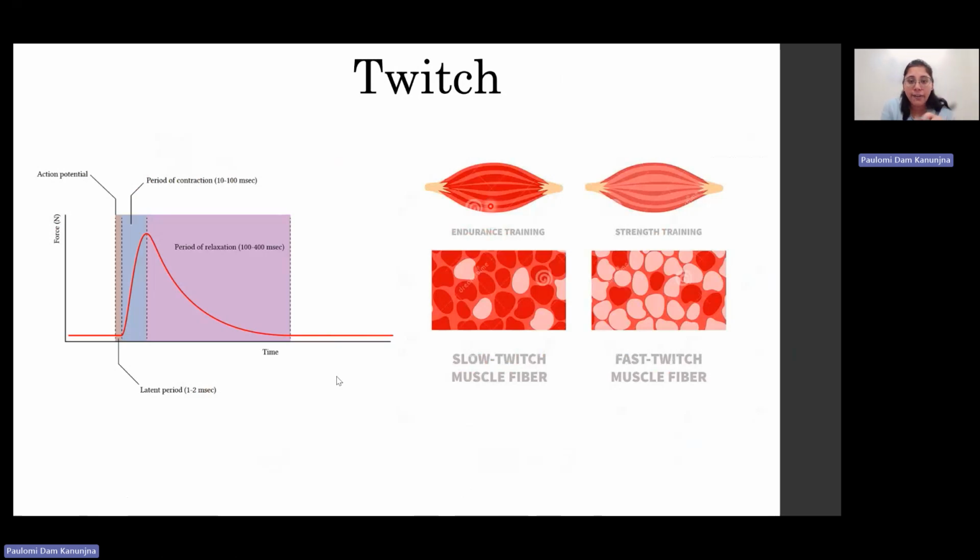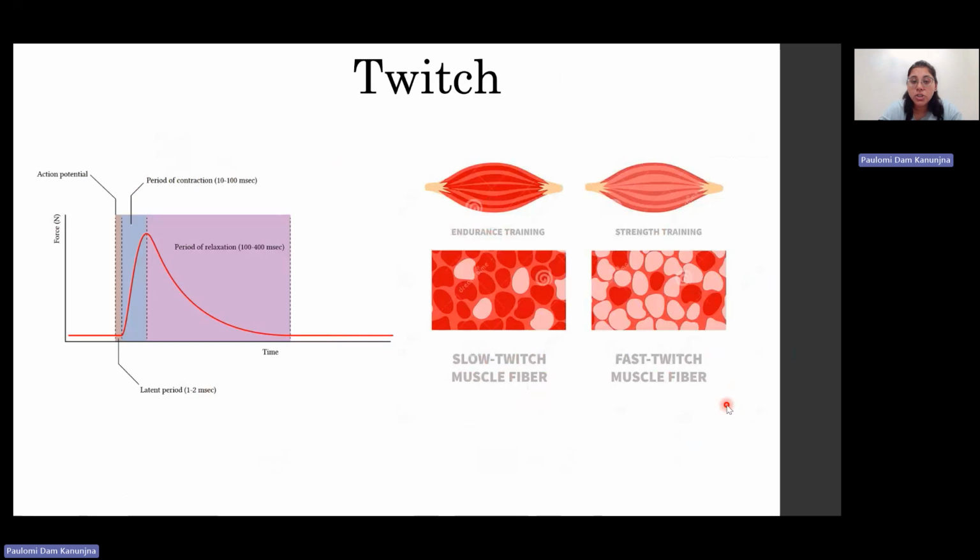Latent is the time your stimulus comes and your contraction starts, the lag between that period. Contraction is when your actual contraction is taking place, and then you have relaxation, which is basically them going back to their original length. Now in this, you have two different kinds of muscle fibers, as you can see here on your slide as well. You have slow twitch and you have fast twitch muscle fiber, and we discussed this very nicely, what all it refers to, right?